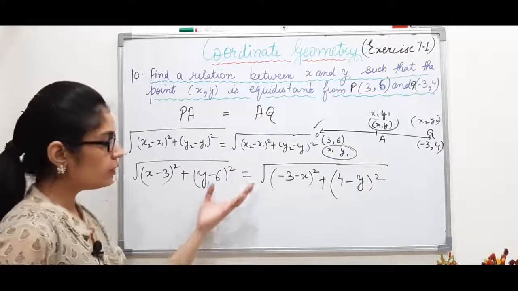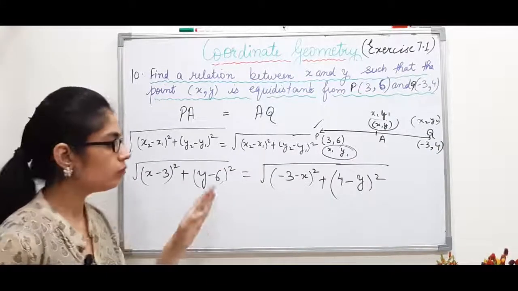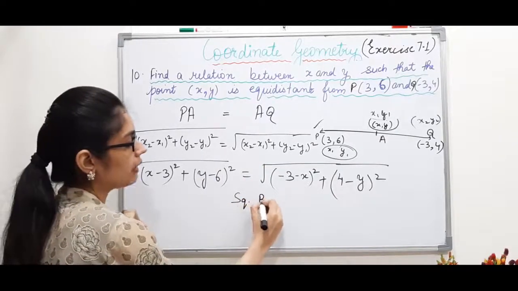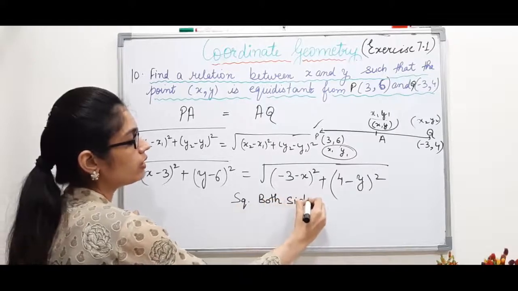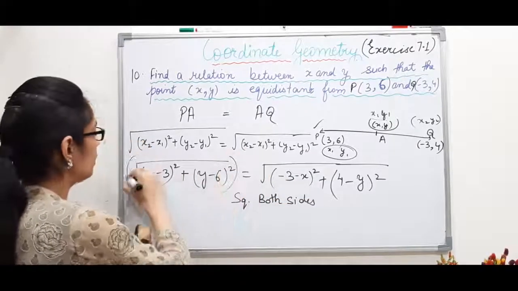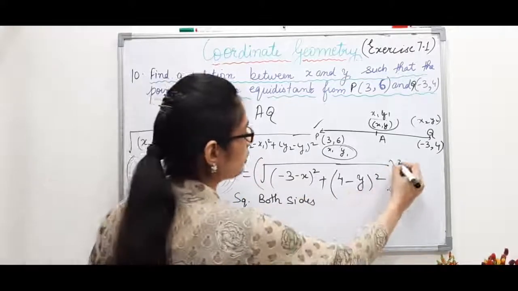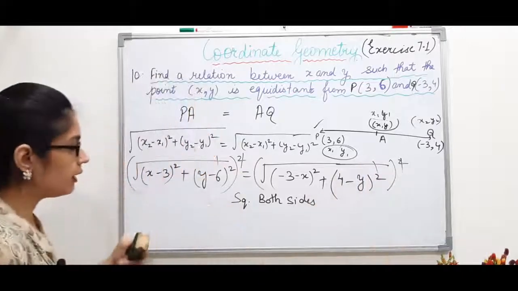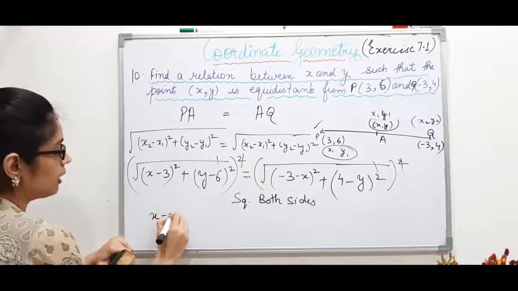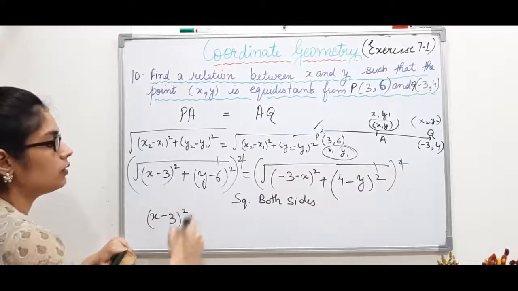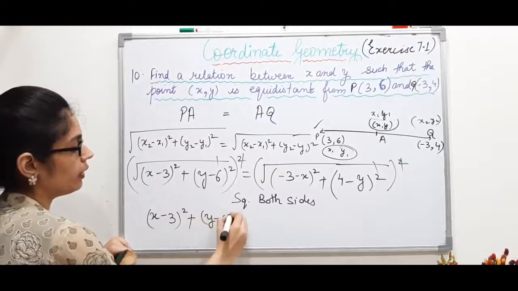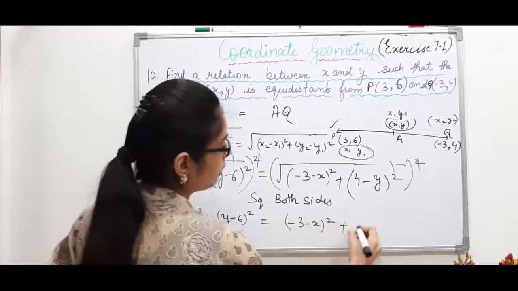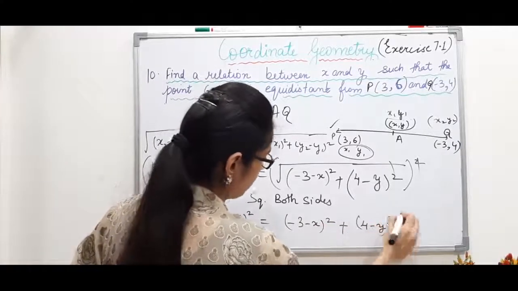So again we have reached here, and I have already told you that in this type of situation you have to square both sides, because we want to get rid of the square root. So I'll square both sides. This square and this root will get cancelled. So I am left with (x minus 3) whole square plus (y minus 6) whole square equals (minus 3 minus x) whole square plus (4 minus y) whole square.